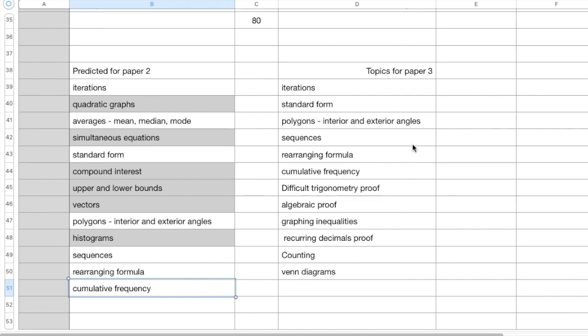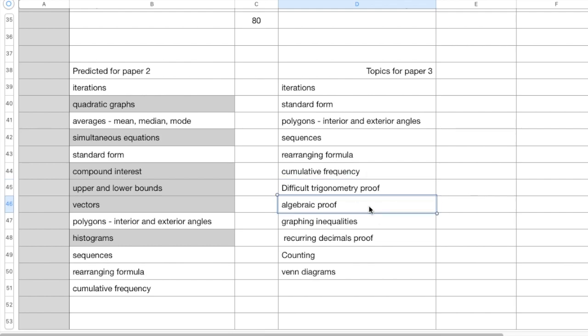Now, topics remaining for paper 3, there still hasn't been an iterations question. Standard form, I just put that there because there's usually a standard form question, but it's not really a big deal. There still hasn't really been a question on polygons involving interior and exterior angles. Still no sequences question, still no questions on rearranging formula, no cumulative frequency. And in terms of trigonometry, there hasn't really been a difficult proof involving the cosine rule. So maybe something like that could come up, I'm not sure.